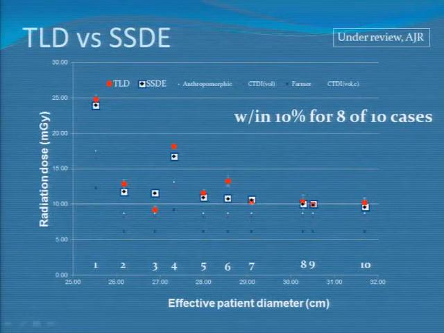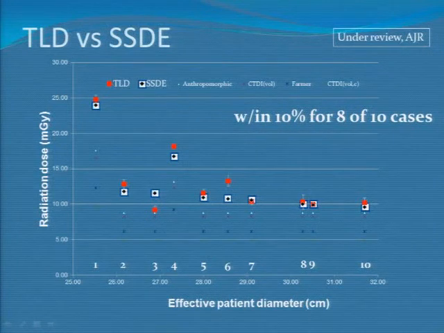And then compared that to some of our standard dose metrics like size-specific dose estimate, an anthropomorphic phantom, CTDIvol, what we get from our TG111 style Farmer chamber, and CTDIvol C, where we're just looking at the central chamber as opposed to more of a standard CTDIvol.